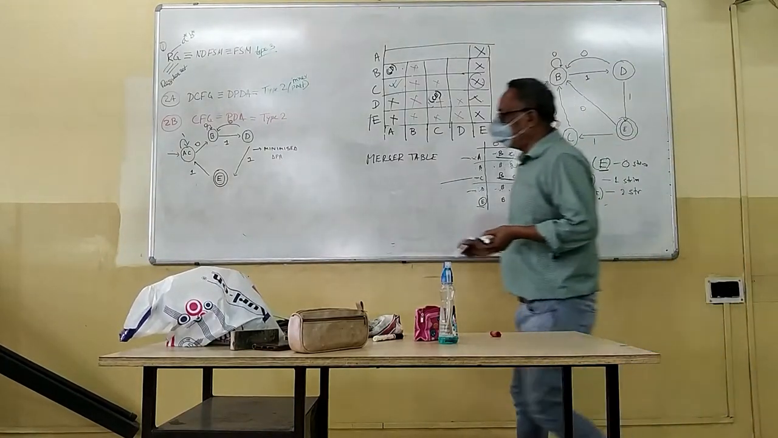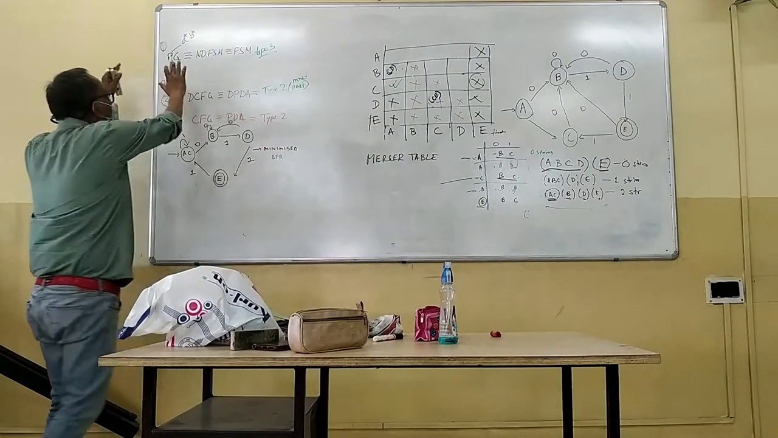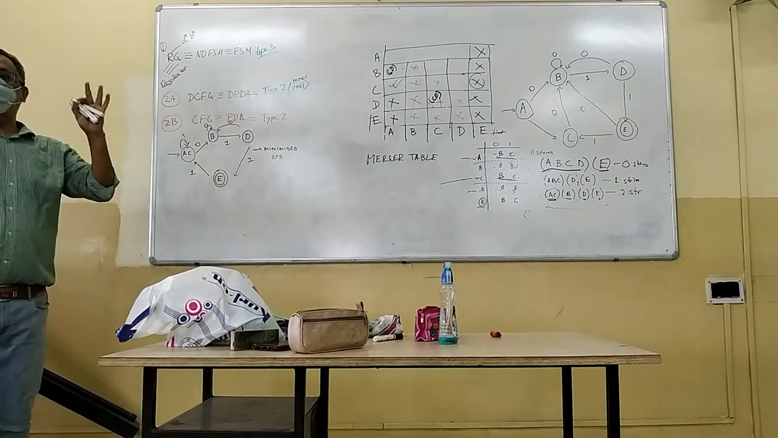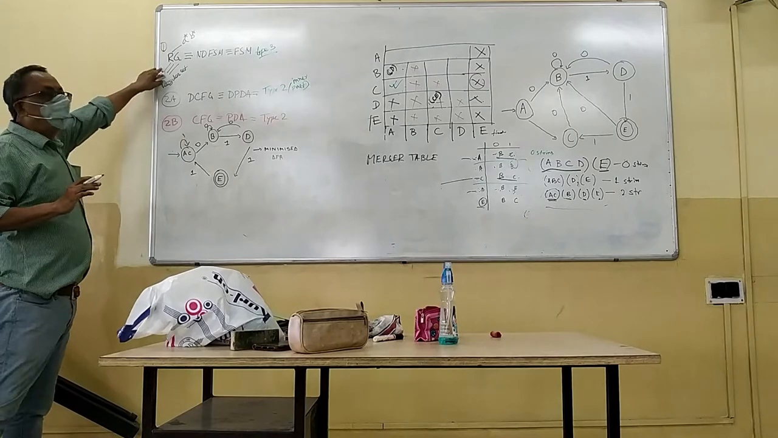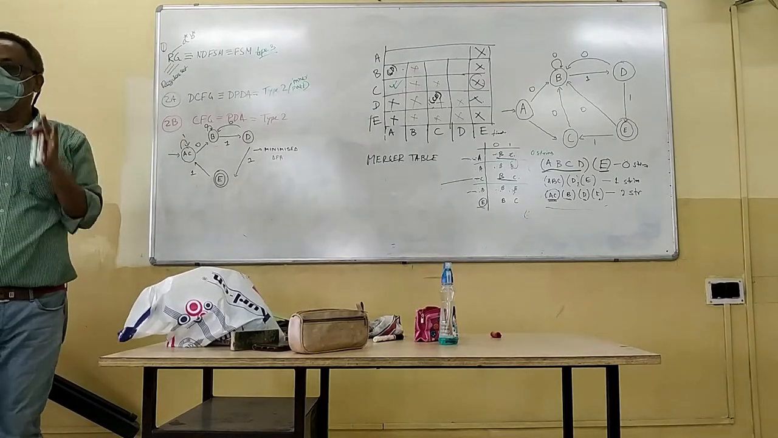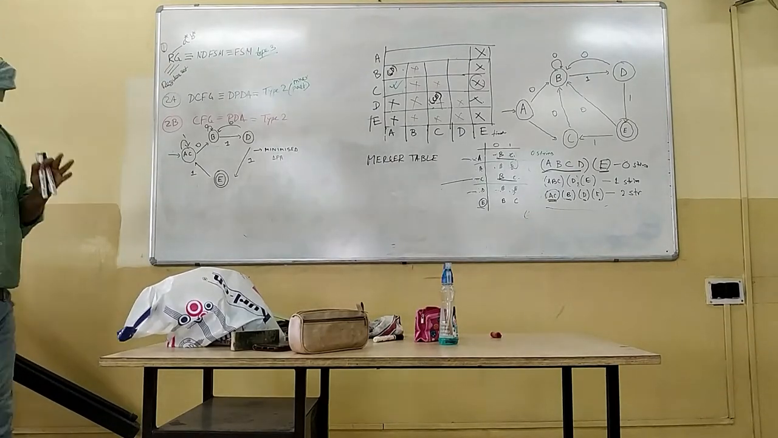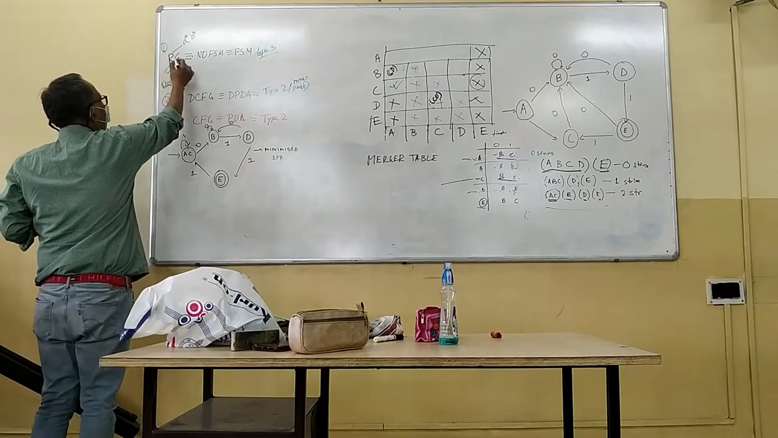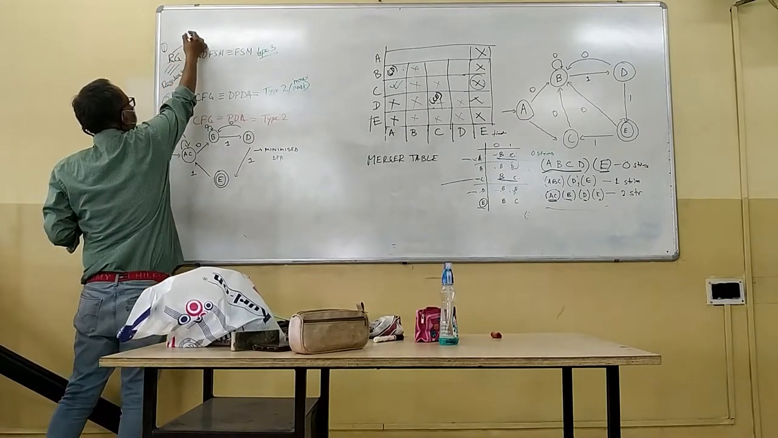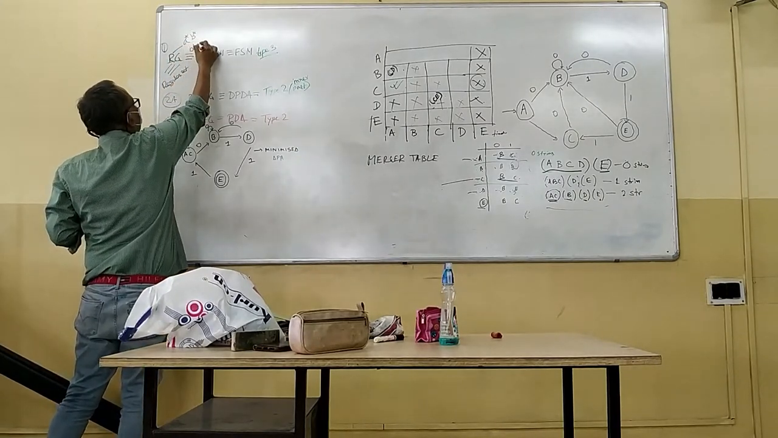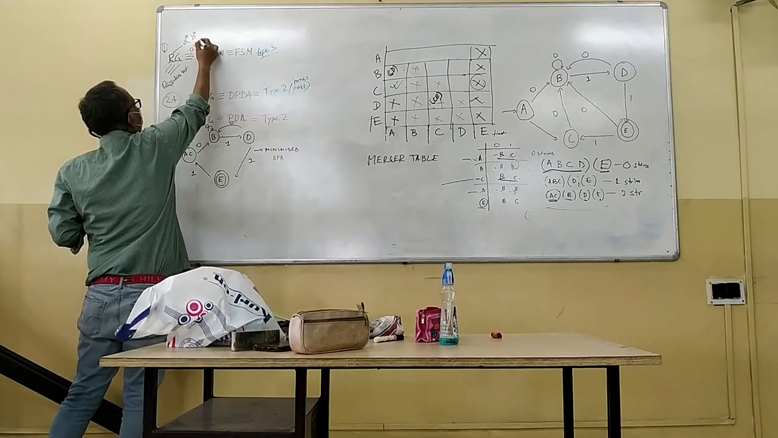So another thing I wish to continue. Whatever we have done till now in our 12 classes, no proof has been given to me. That is, by heart you have to know that regular grammar is like this, A star, B star, or A class, B star.